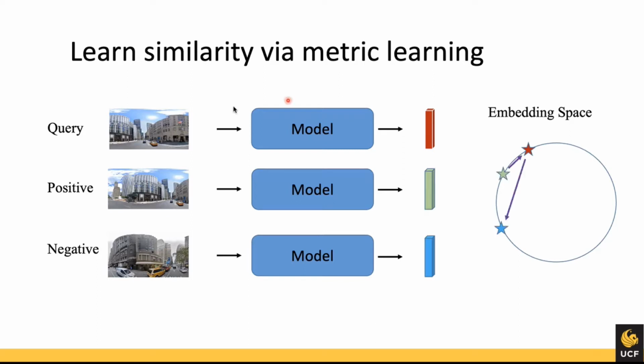So basically, this will create a triplet, right? You have a query, which we consider as an anchor. You also have a positive image and also negative images. So in this embedding space, we want this positive pair, this green one, to be very close to the query. At the same time, we want the negative images to be far away from this query.